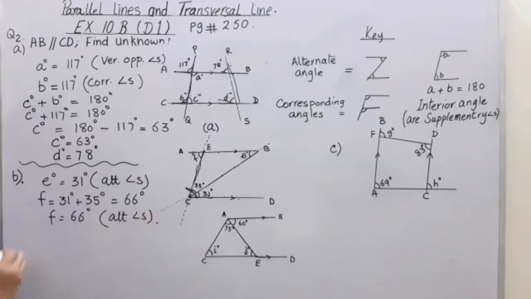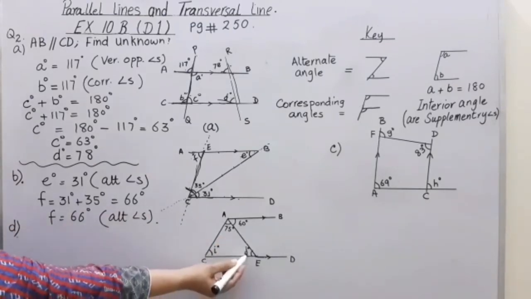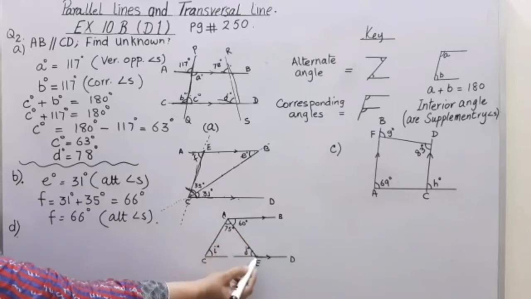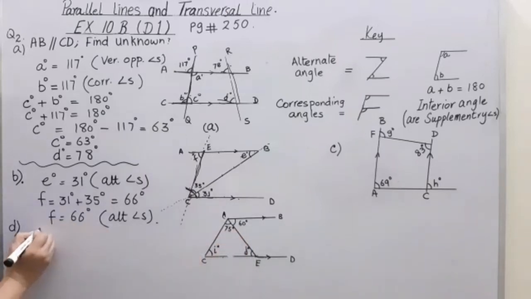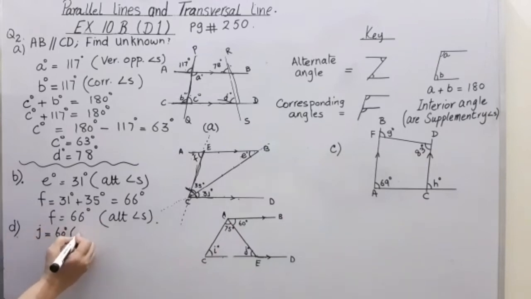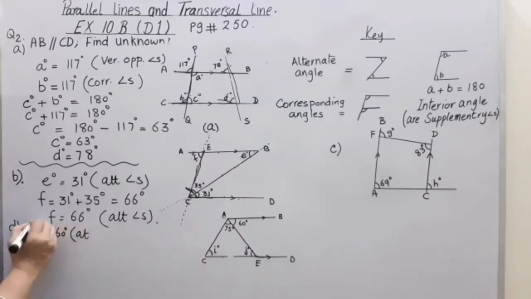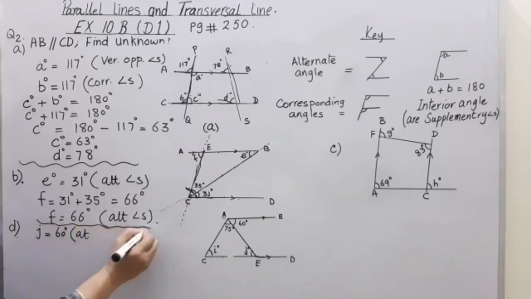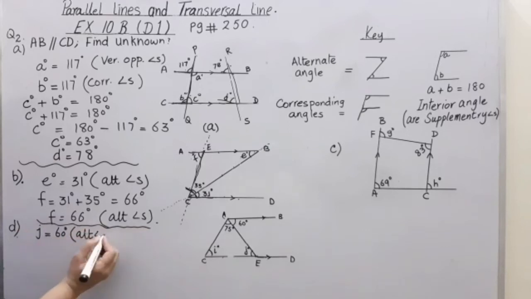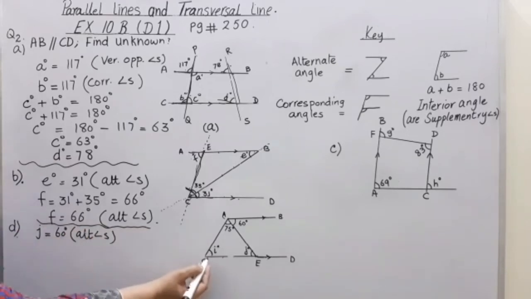Now the part C, here part D. This is part D. You see I and J, there are two unknowns. J is equal to 60. Simple. J is equal to 60 because it makes a Z and they are alternate angles. Alternate angles.